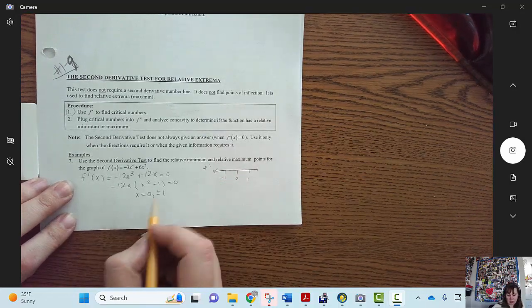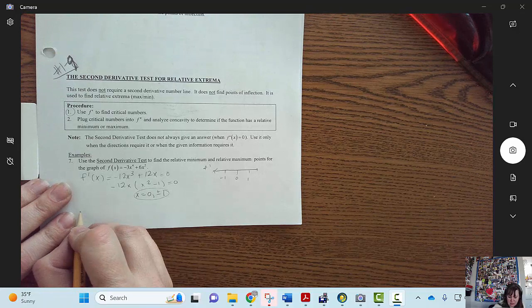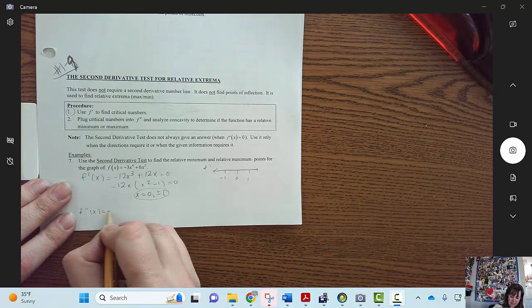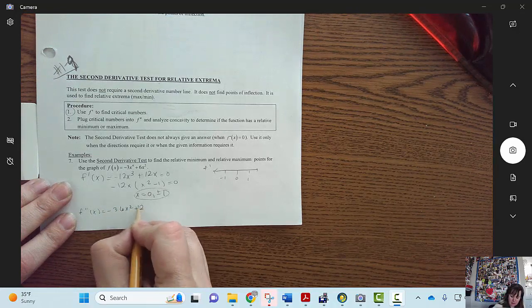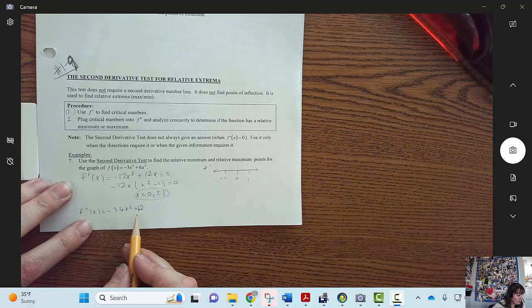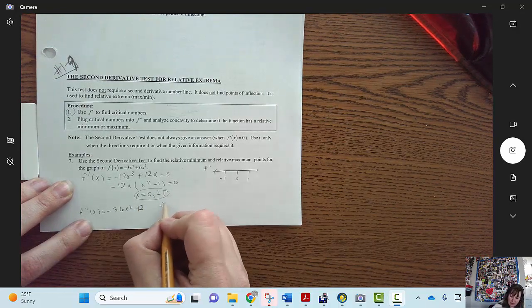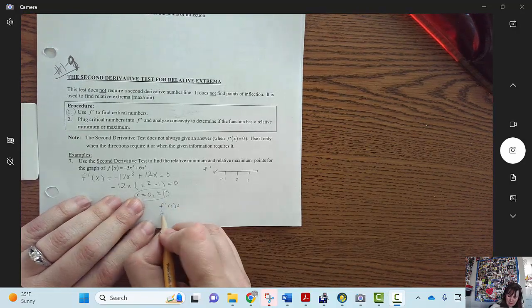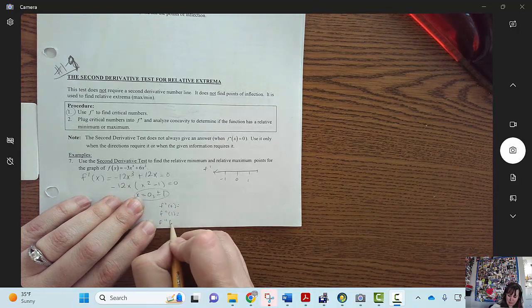So what we're going to do actually for the second derivative test is take those critical values from the first derivative and plug them into the second derivative. So let's find the second derivative here real fast. Okay, so negative 36x squared plus 12. So what I'm going to do is figure out what f double prime of 0 is, f double prime of 1, and f double prime of negative 1.